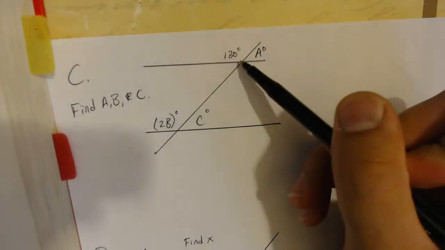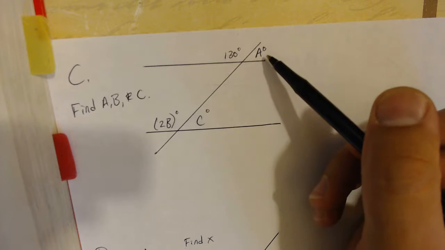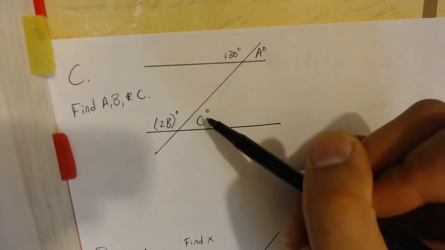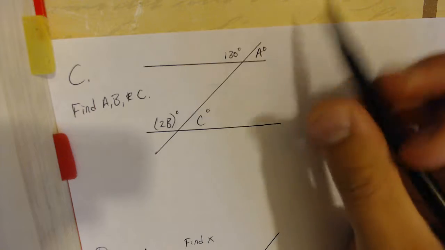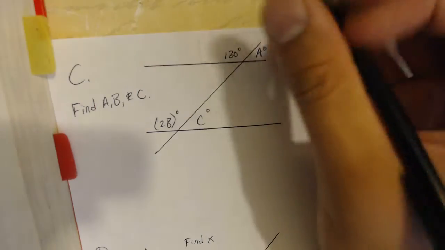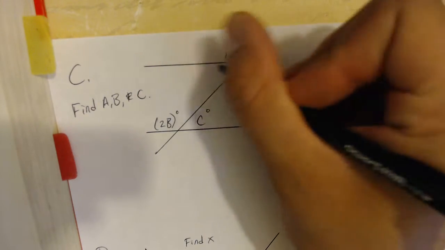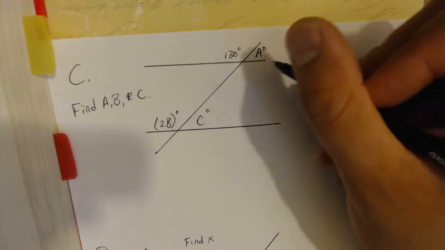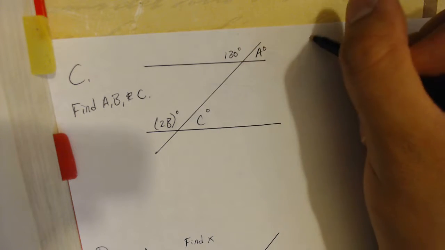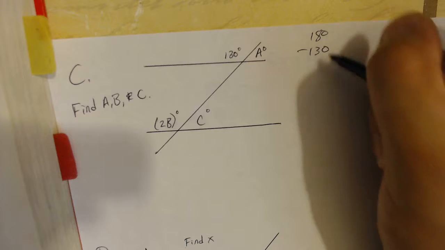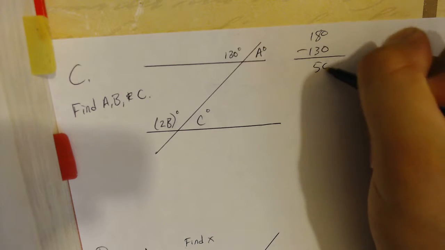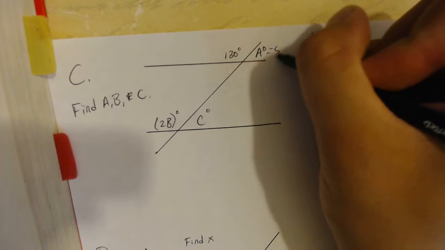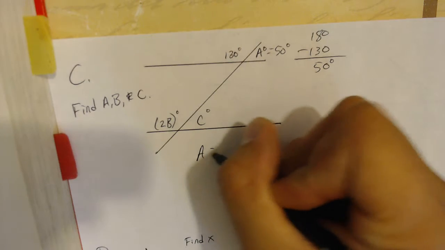We're given that this angle is 130 degrees, and we need to find the value of A, B, and C. Again, we'll use our straight line theorem, or our straight line knowledge, which is that this straight line being a straight angle adds up to 180. So 180 minus 130 would give us angle A. That gives us 50 degrees, so angle A equals 50 degrees.